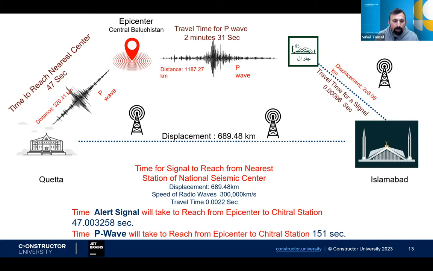So we can see that the time the alert signal will take to reach from the epicenter to the Chitral station is 47.003258 seconds, which is basically the main time from the epicenter to the first station, and the rest is just less than 1 second. And the time that the P wave will take to reach from the epicenter to the Chitral station is 151 seconds. So through a back of the envelope calculation, we have 151 seconds minus 47 seconds to do some evacuation activities, which can be designed for such a time frame.